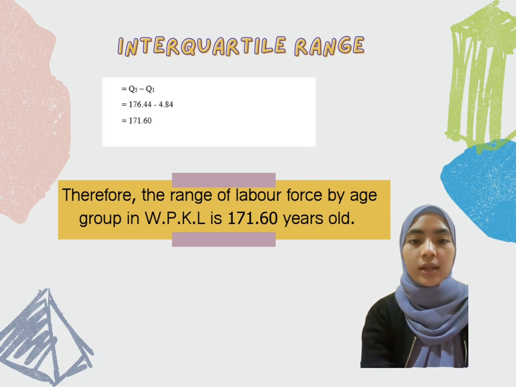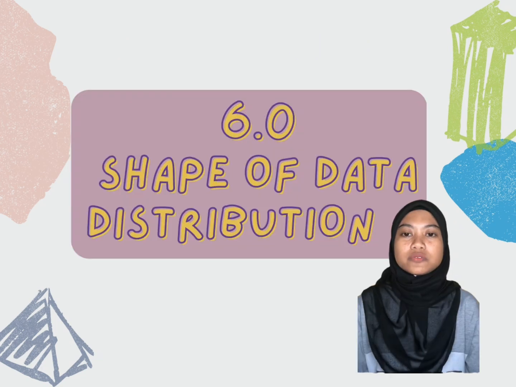Interquartile range equals Q3 minus Q1 equals 176.44 minus 4.84 equals 171.60. Therefore, the range of the labor force by each group in Wilayah Persekutuan Kuala Lumpur is 171.60 years old. Shape of data distribution.